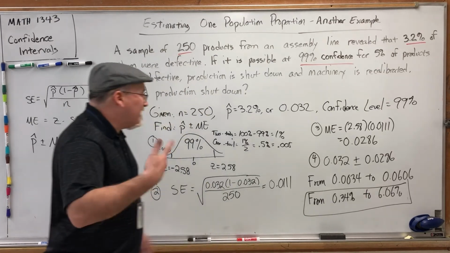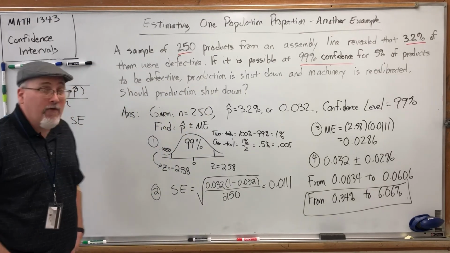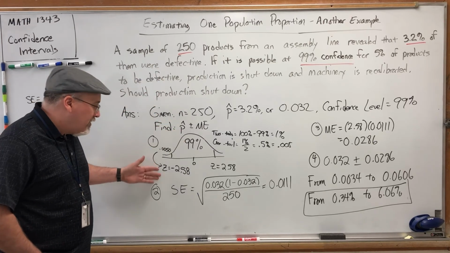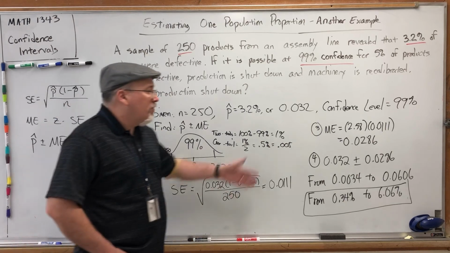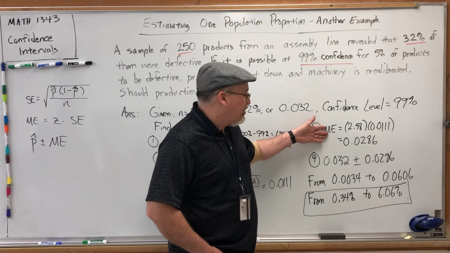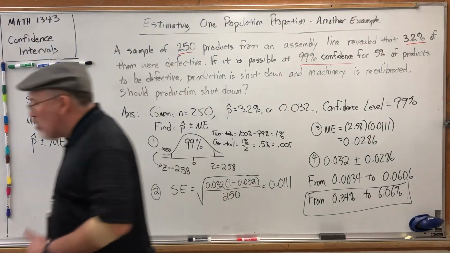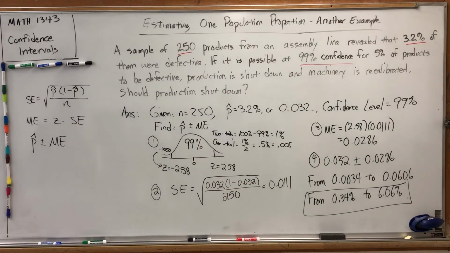All right, but as far as actually calculating the confidence interval, very straightforward. Use the confidence level in the middle to find the z, use the formula for the standard error, multiply those two answers to calculate the margin of error, and then take your p hat, plus or minus the margin of error, boom, got your confidence interval. 4 easy steps.